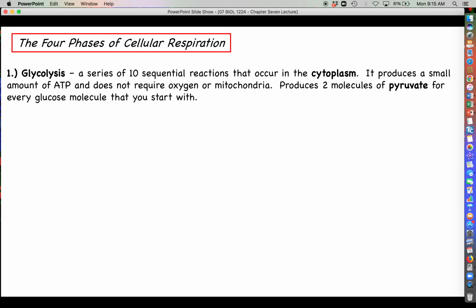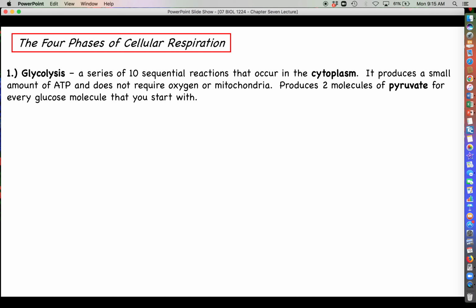We are going to produce a very small amount of ATP. We're only going to produce ATP by substrate level phosphorylation here. So we don't need any oxygen, we don't need any mitochondria. All we need are the glycolytic enzymes, which exist floating around in the cytosol. And the product here is that if we start with a glucose molecule, which has 6 carbons, we are going to end up with 2 molecules of pyruvate, each one having 3 carbons.